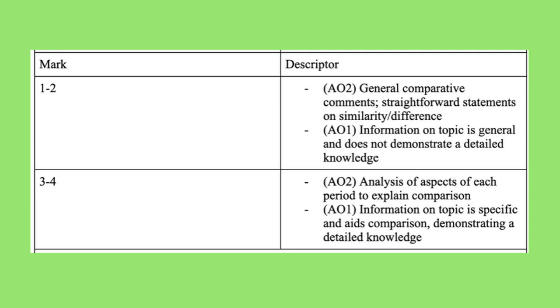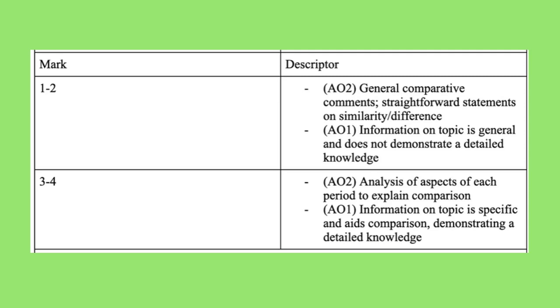These are the bands for this question. Now you might notice in the lower band, we're seeing the word general pop up a couple of times. So a general comparison and your evidence is general. So that means that to score highly on this question, you need to have analytical comparisons, which are specific. So you're taking specific details from each of the periods to compare. And then you're bringing in relevant but specific evidence from your own knowledge to support those judgments that you've made.